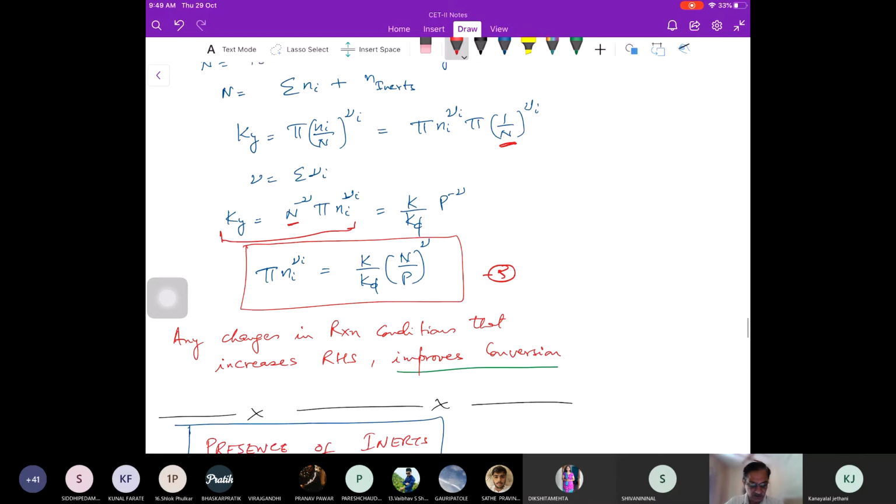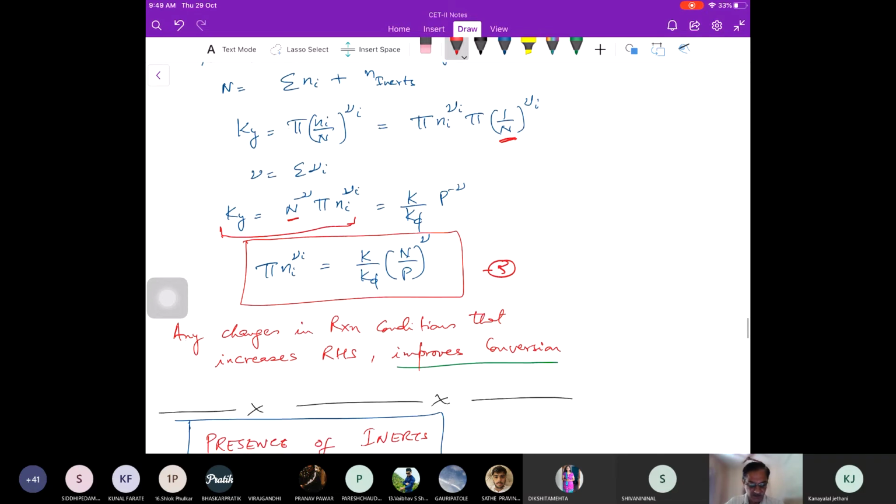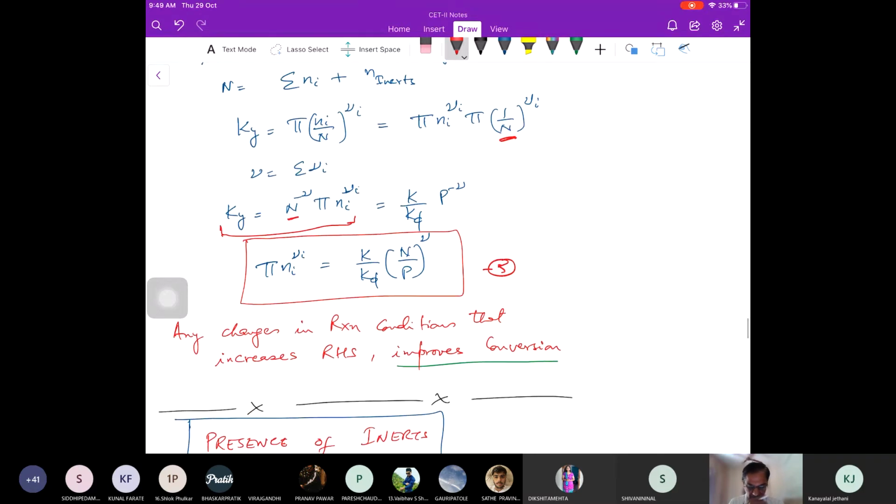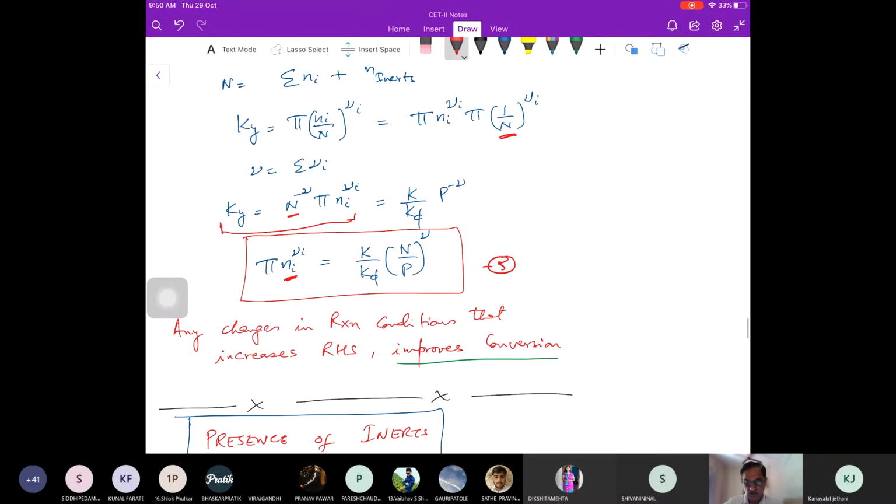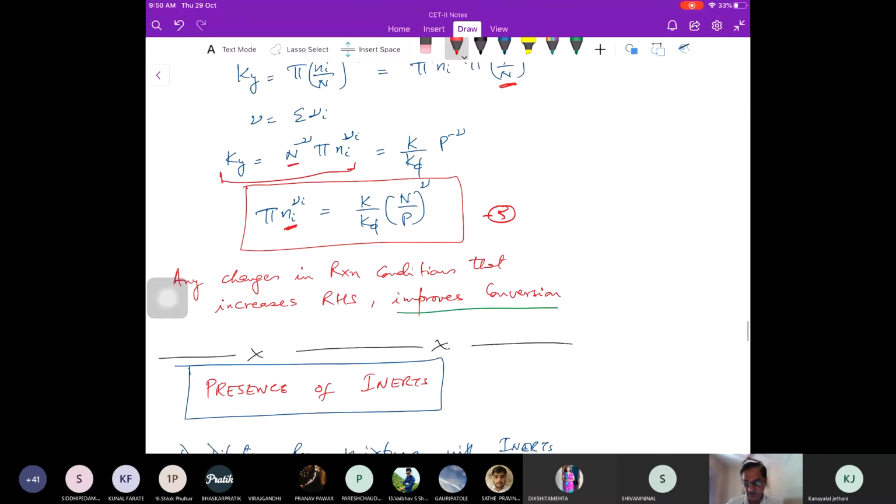Okay, so any changes in reaction conditions that increase the right hand side will increase conversion, right? Because it is nothing but products upon reactants, right? If the right hand side increases, then the number of moles of product components increases, that is, increasing the conversion. Okay? Any questions on equation 5?